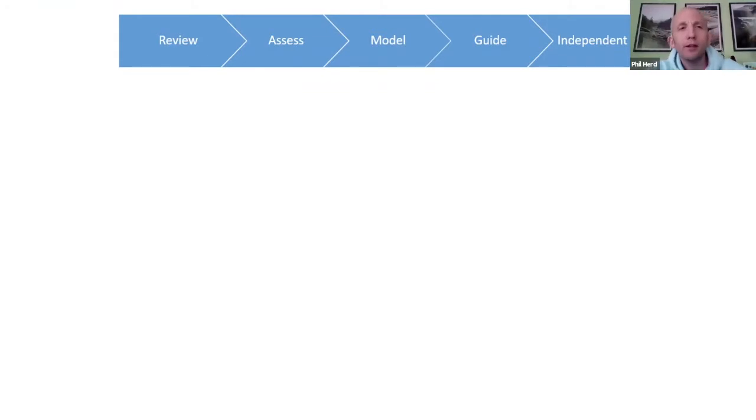With maths mastery, which has been the dominant lesson design of the last 5 or 6 years, we have this basic model here where we review the learning, we assess, we model, we guide, and then we give the children some independent work. And it might be called different things, but if you are familiar with White Rose, Power Maths, Maths No Problem, it's essentially this structure, but with different names.